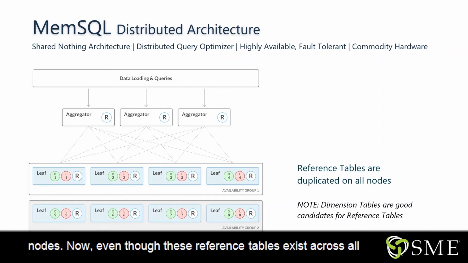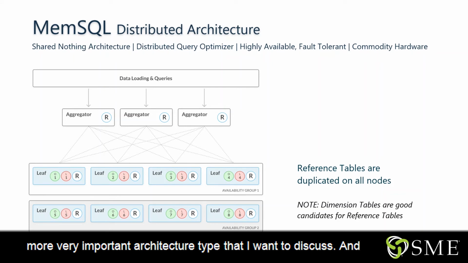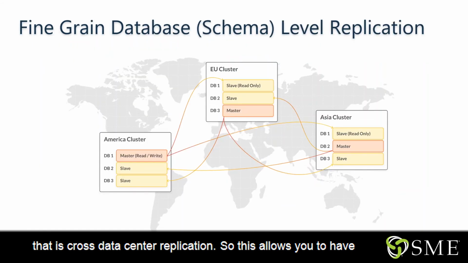Now, even though these reference tables exist across all leaves, they're very small and are usually like dimension tables that are easily able to be joined locally on the leaf so that it doesn't have to go across the entire cluster.